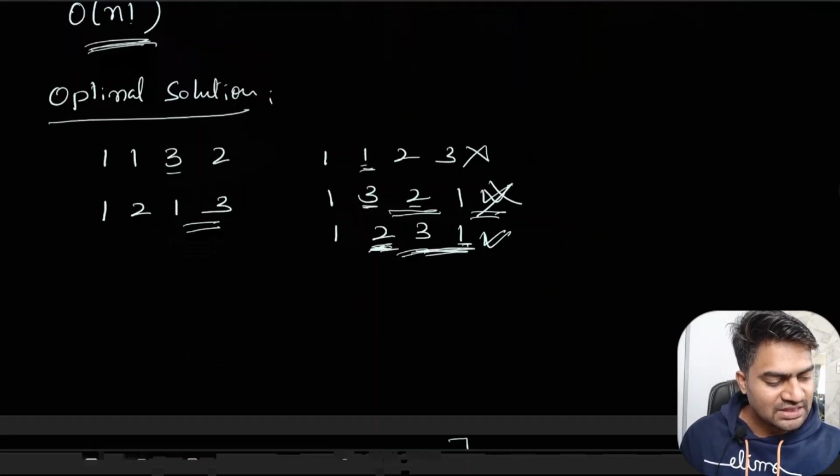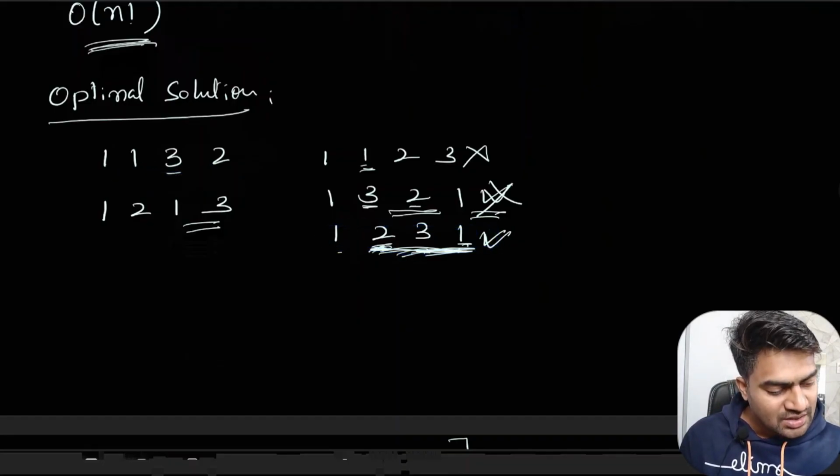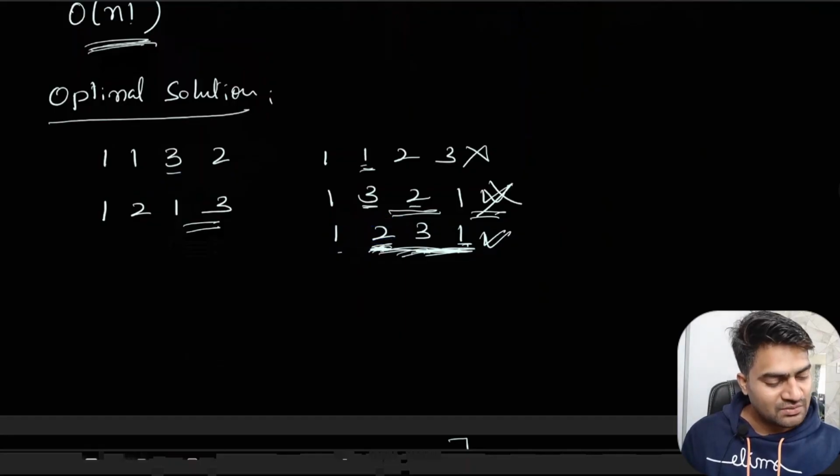Next, I will play with the remaining 2 numbers. So we got this value 1, 2, 3, 1. It is greater than 1, 1, 3, 2. Okay, so now I played with this value. Now I will try to play with the remaining 2 values.